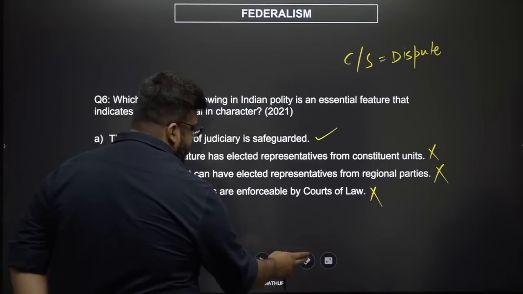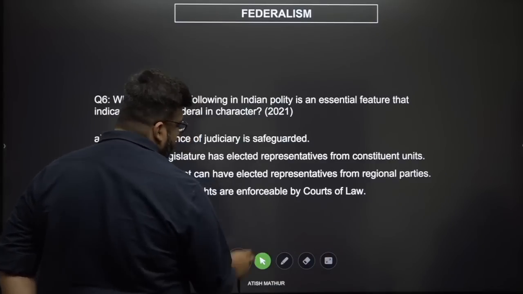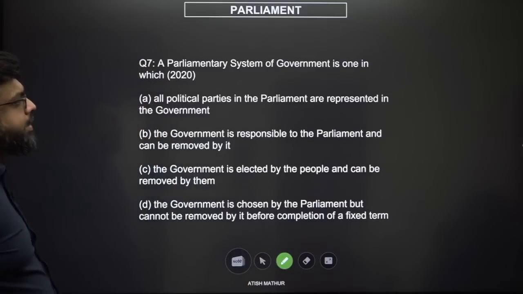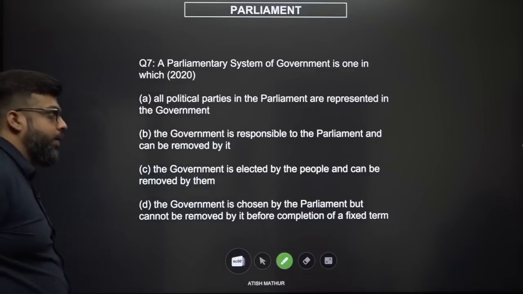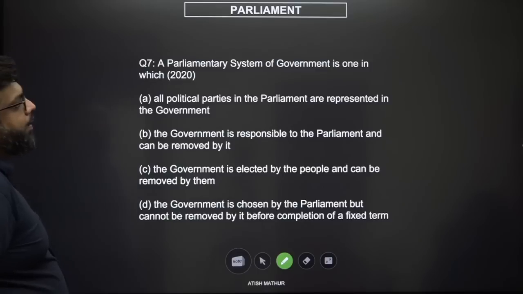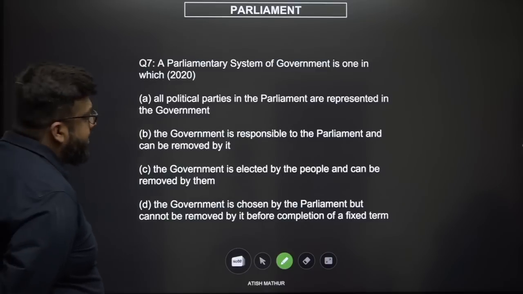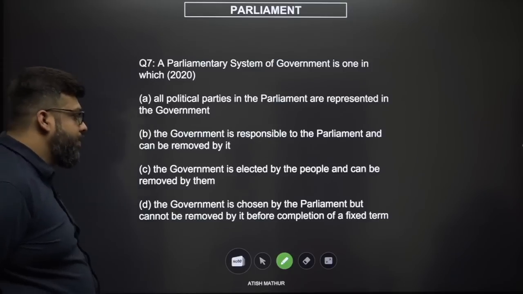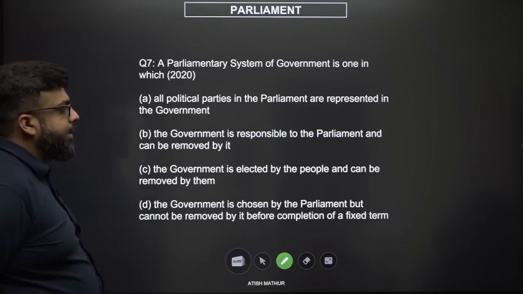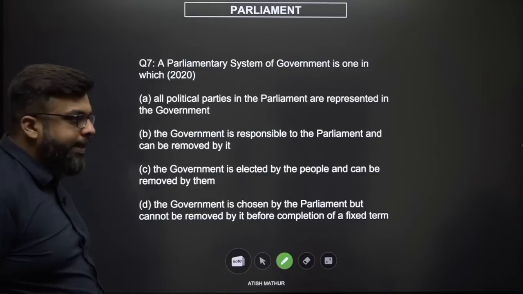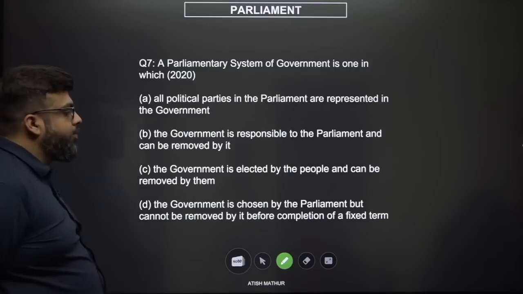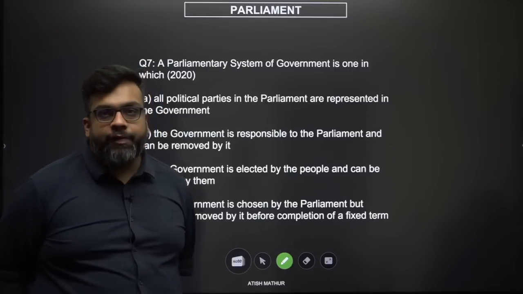This is an easy question, should have not taken you long to solve it. Question number 7. A parliamentary system of government is one in which all political parties are represented in the government. The government is responsible to the parliament and can be removed by it. The government is elected by the people and can be removed by them. The government is chosen by the parliament but cannot be removed by it before the completion of a fixed term.